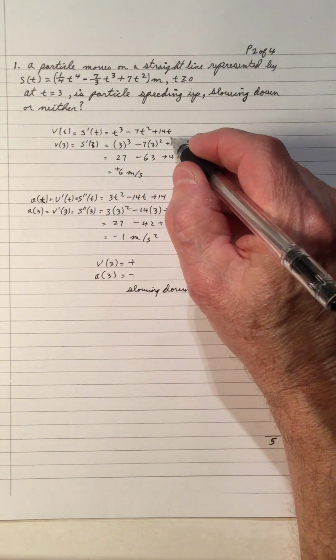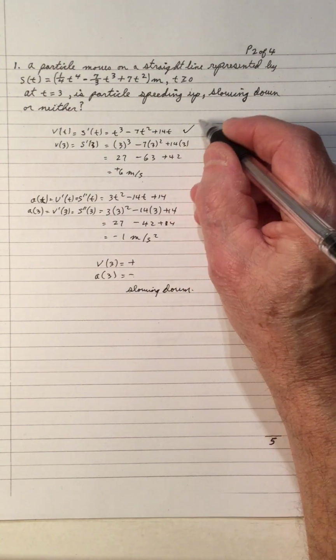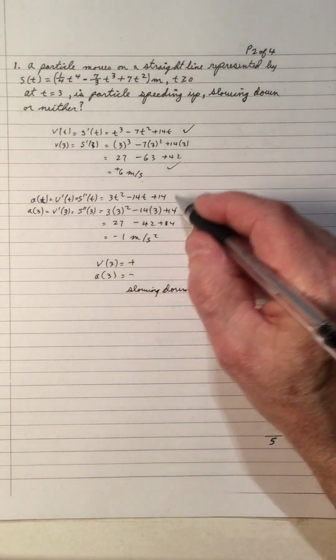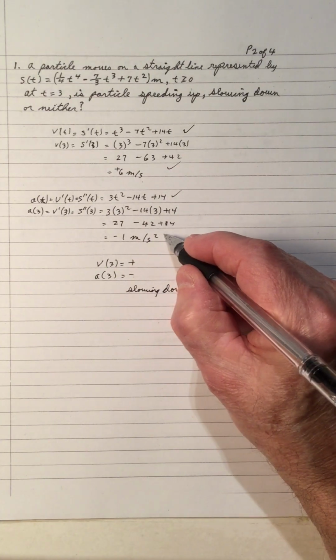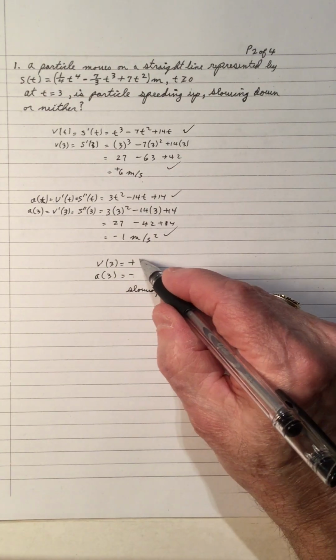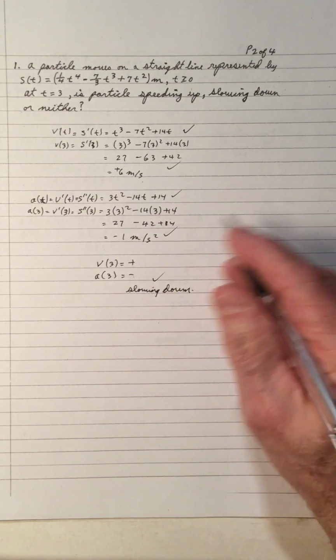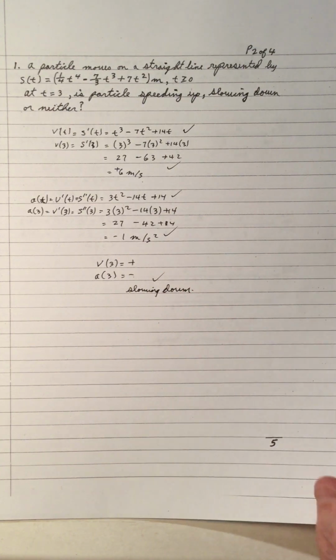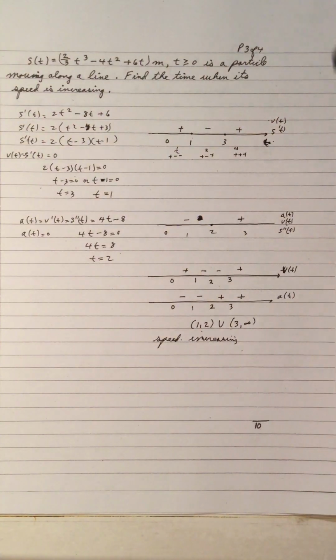So if you did this and got your 6, there's 2 marks there. If you did that derivative and got a -1 there, and if you said it's slowing down because one is negative and one is positive, then you got 5 marks. I forgot to do the scoring.